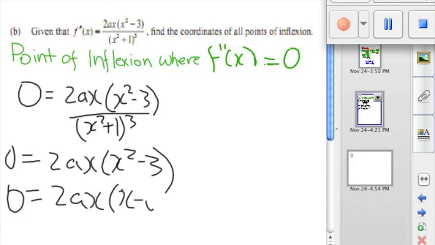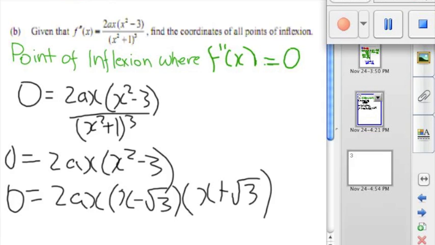x minus root 3 times x plus root 3. So we've got a quadratic equation right there, and we need to find whatever makes the equation equal to 0. And so we need to pretty much find in the brackets and in the equation what the values of x are to make the whole equation equal to 0.